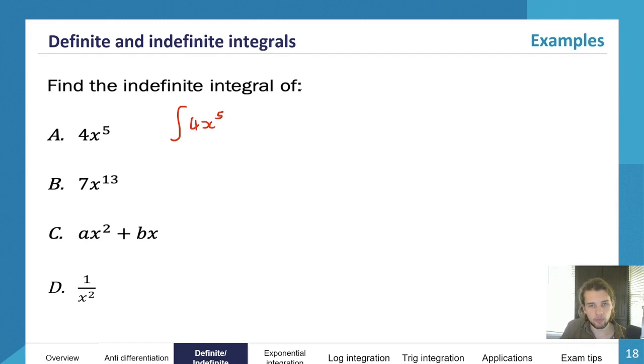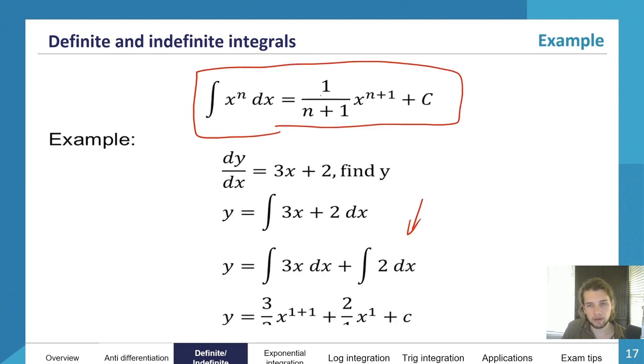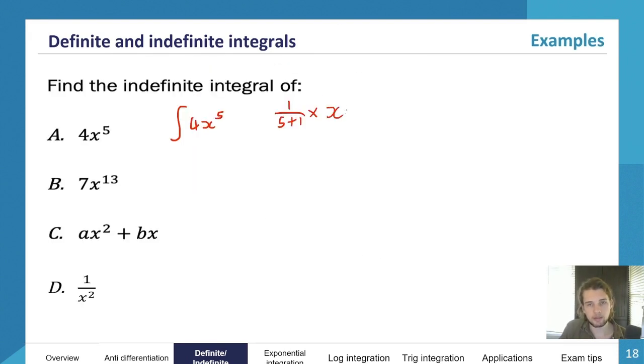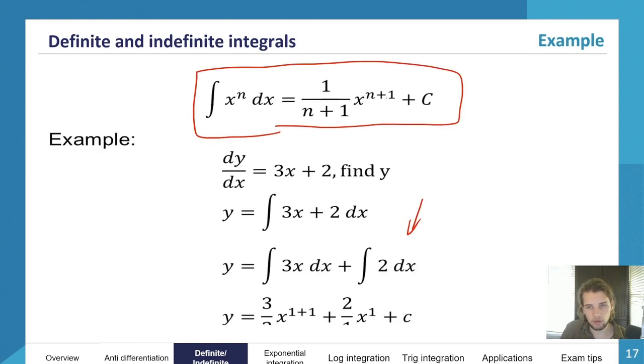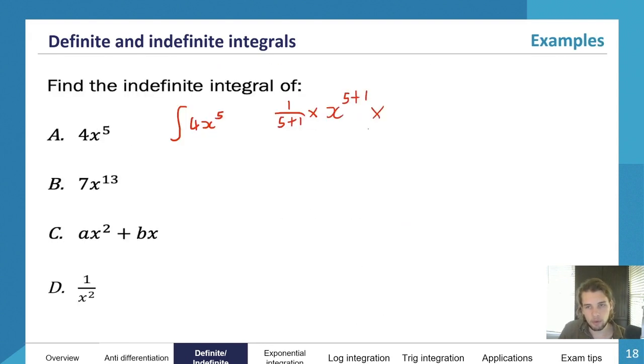So we have 1 over, and n in this scenario is 5, so 5 plus 1 multiplied by x to the power of 5 plus 1 plus c. So in this scenario, we actually have to multiply this by 4 as well. I do make that mistake a little bit.